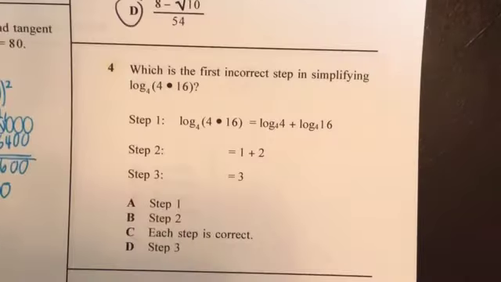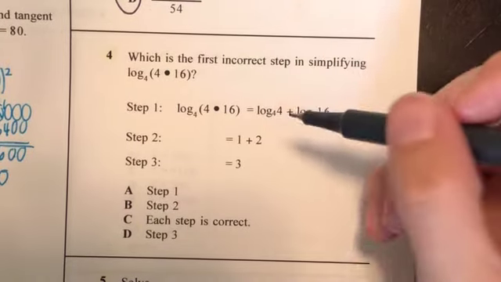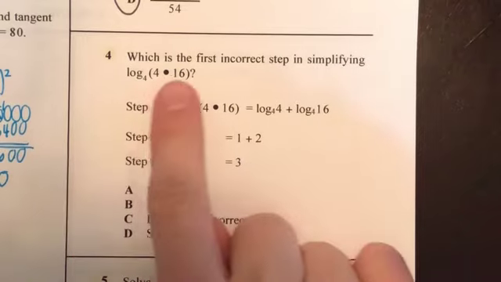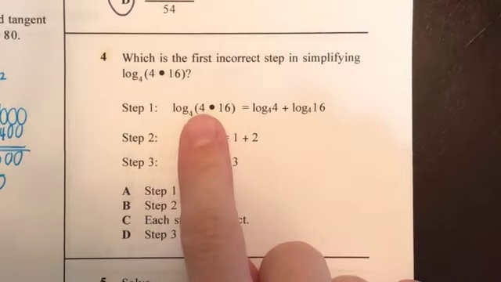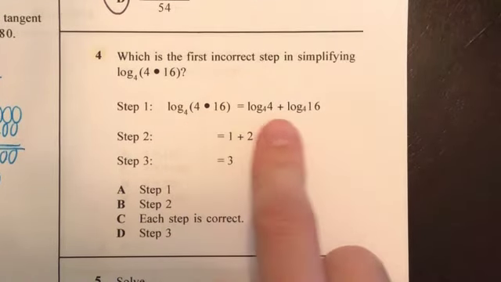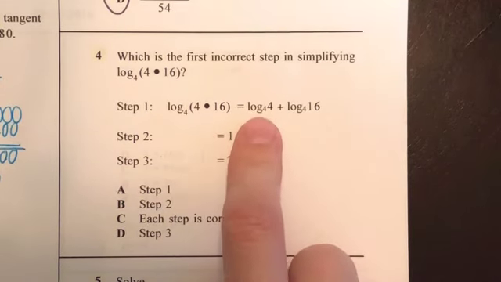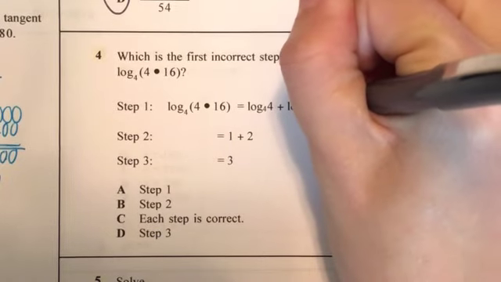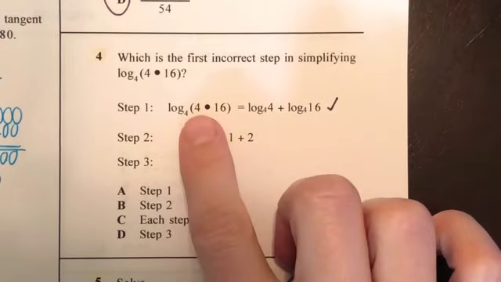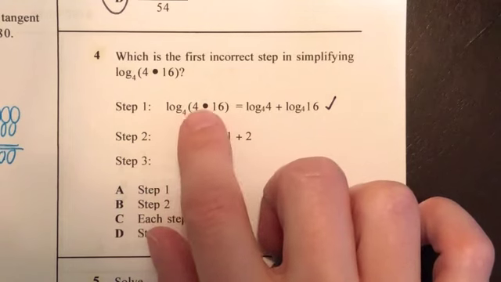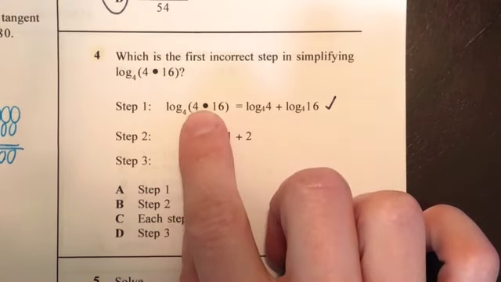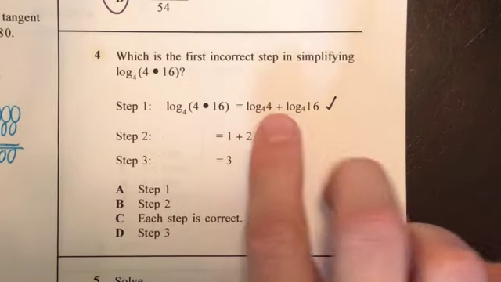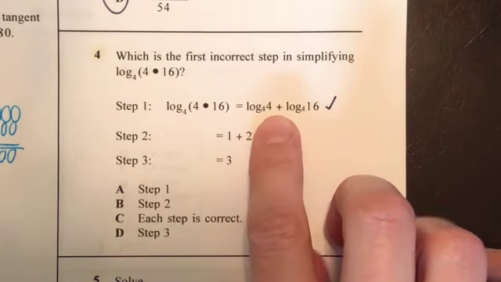Okay, number 4. Which is the first incorrect step in simplifying log base 4 of 4 times 16? So in step 1, it looks like they rewrote this as log base 4 of 4 plus log base 4 of 16, and so far this looks good, because we remember when we are expanding, the multiplication expands as long as you use log base 4 with each of these numbers, which they did, and you use a plus sign to add.